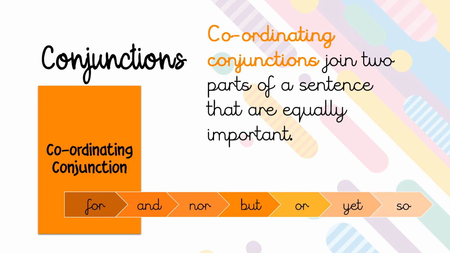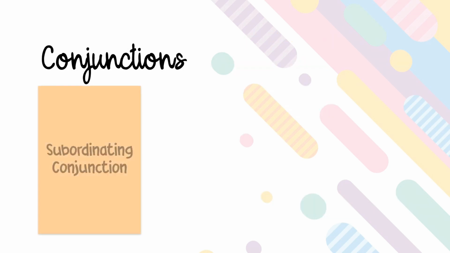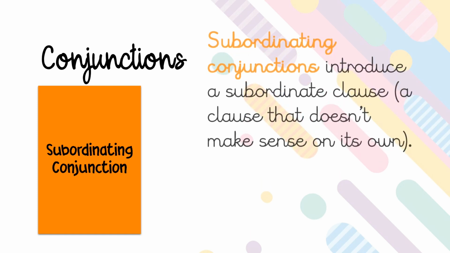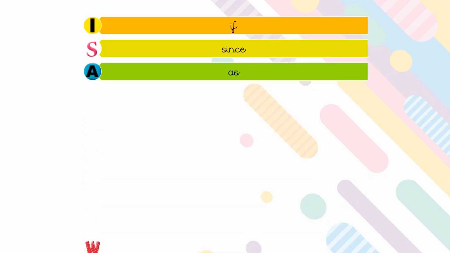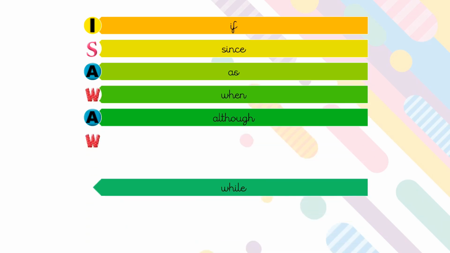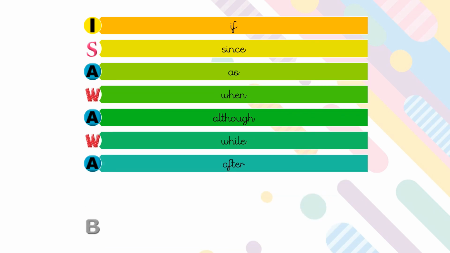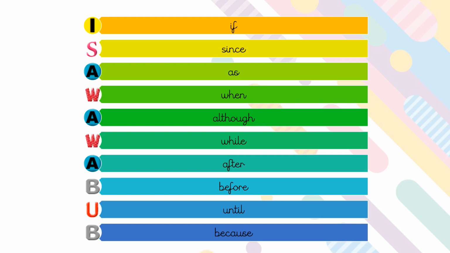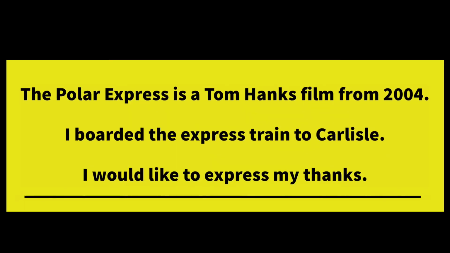So where coordinating conjunctions are used for two clauses that have equal importance, a subordinating conjunction is used when we've got a subordinate clause, which basically means that it does not make sense on its own. And for this one, we use the acronym I saw a wabub. I saw a wabub stands for if, since, as, when, although, while, after, before, until, and because. And that's all of the word classes that we're going to look at today.